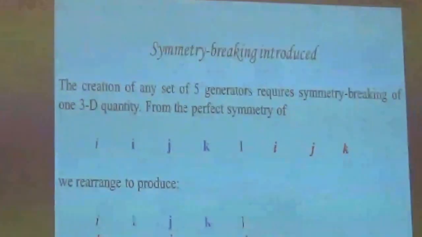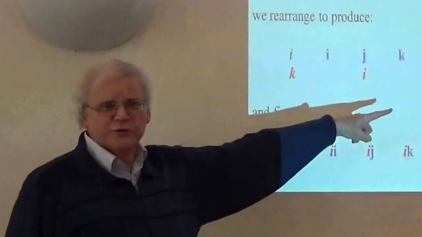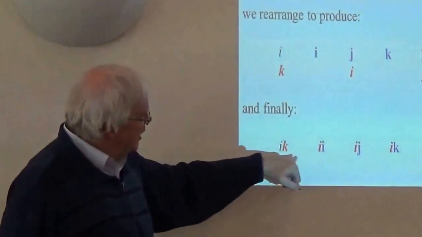So this is one way of doing it. We take the 8, and then we take the 3 red ones and place them under the 5 others. And then we get our combined units.